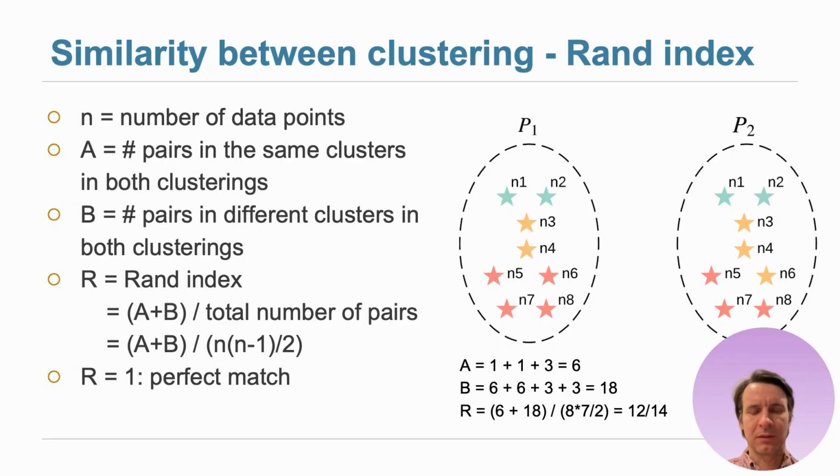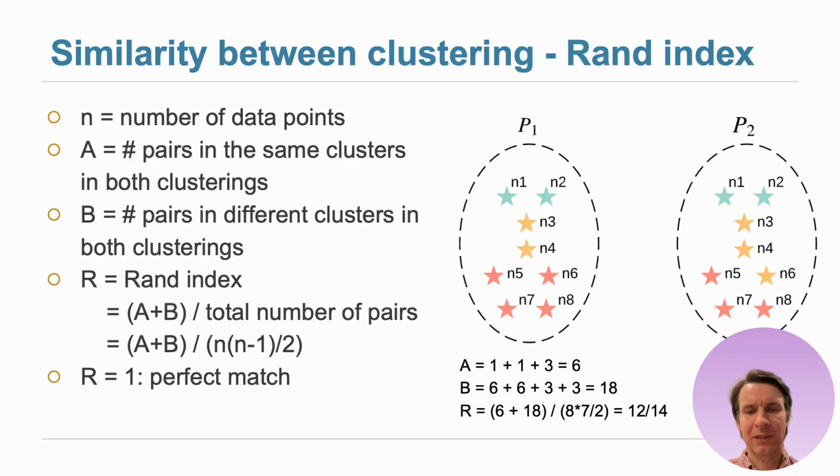We'll do a little bit of math for this. Let's say n is the number of points, a is the number of pairs of points that are in the same clusters, and b is the number of pairs of points that are in different clusters. Here are clusterings P1 and P2, and I look at every pair of points. If points N1 and N2 are in the same cluster in both P1 and P2, then I add +1 to A. If they were in different clusters, I will not add +1 to A.